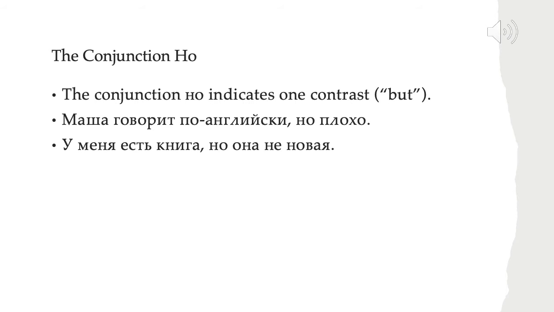It's much more compact. У меня есть книга, но она не новая. I have a book, but it is not new. There's one contrast. I have a book, but it is not new. Note, I use она as the pronoun to refer back to книга, because книга is feminine, so we are literally going to say she is not new.